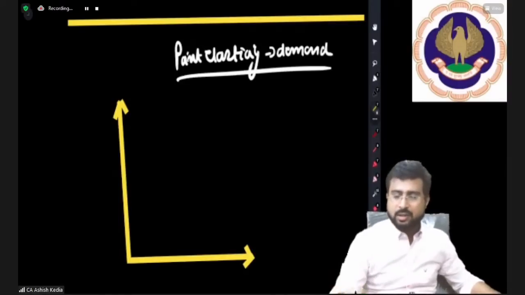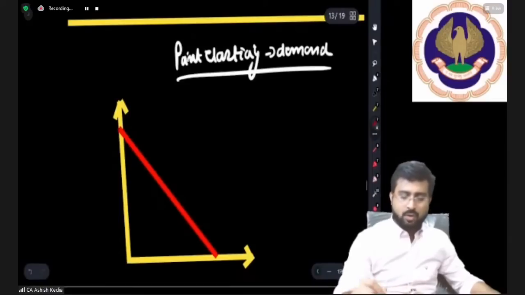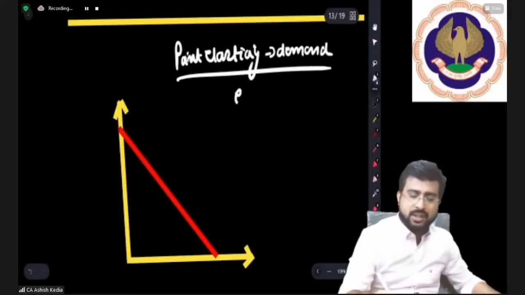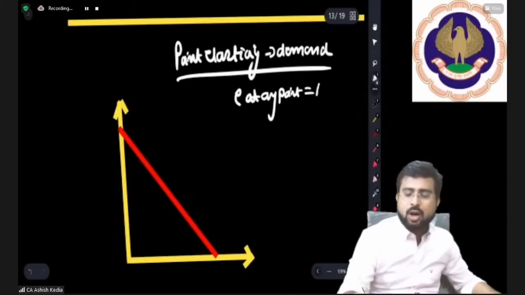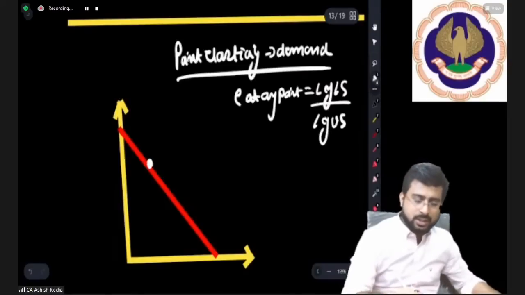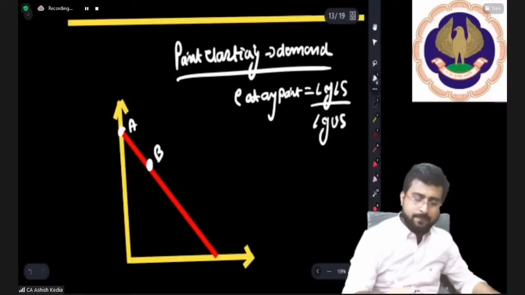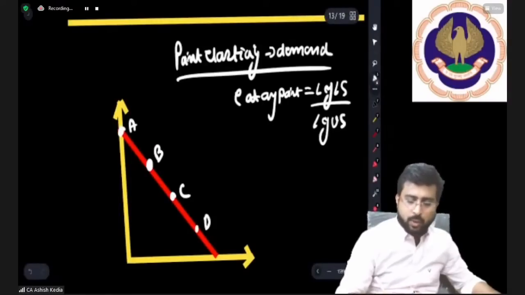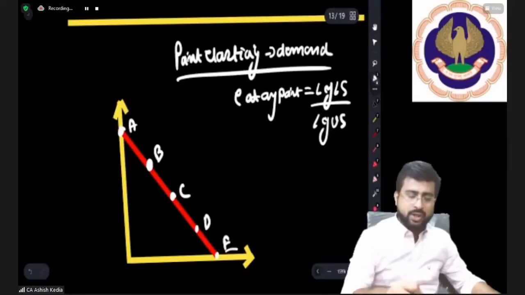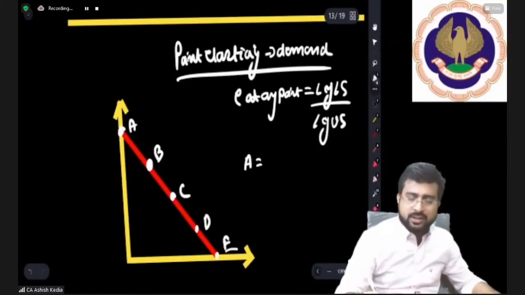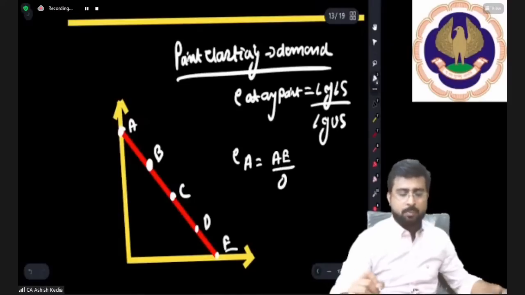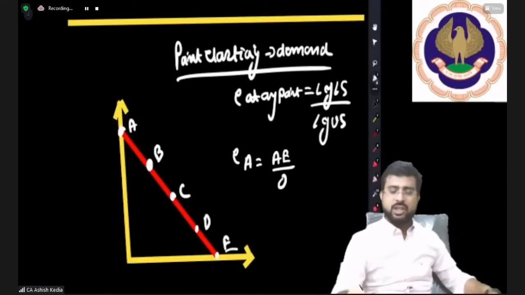So guys, this is the demand curve. As per the point elasticity method, elasticity at any point is equal to the length of the lower segment by the length of the upper segment, meaning this is the point at which we want to calculate. Let's say, let me write down A, B, this is the midpoint C, this is the point D, this is the point E. So if at point A you want to calculate, then elasticity at point A will be equal to AE by 0, because nothing is above A. So it is going to be infinity.